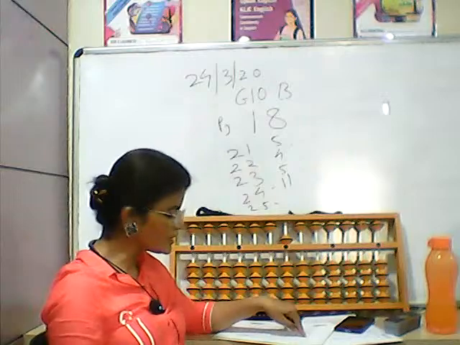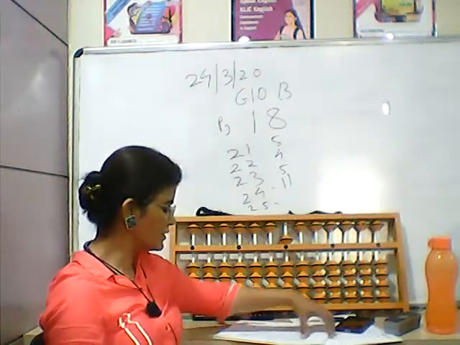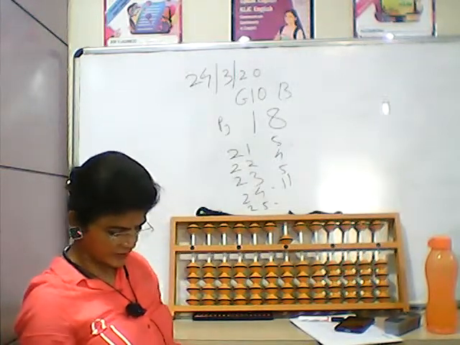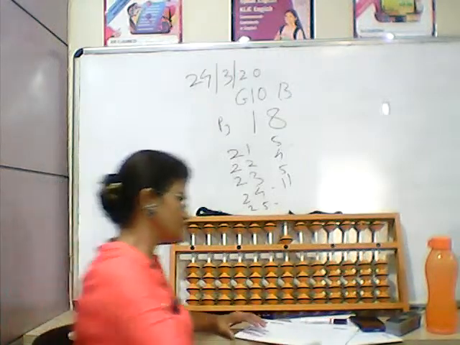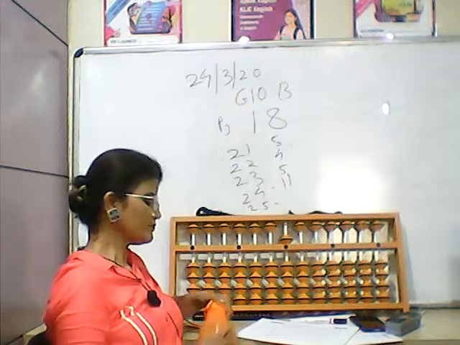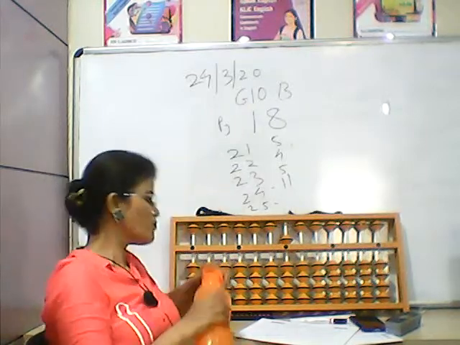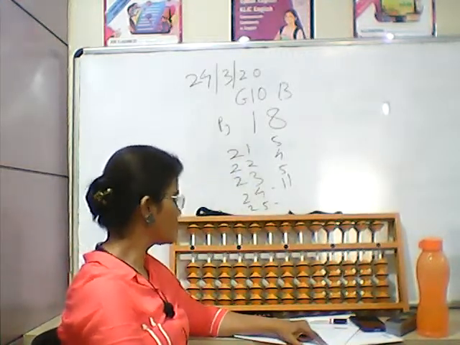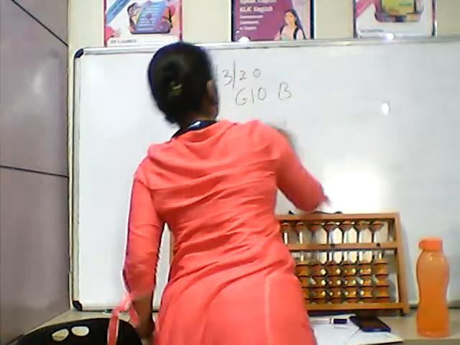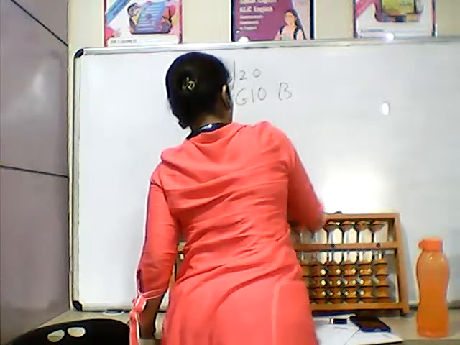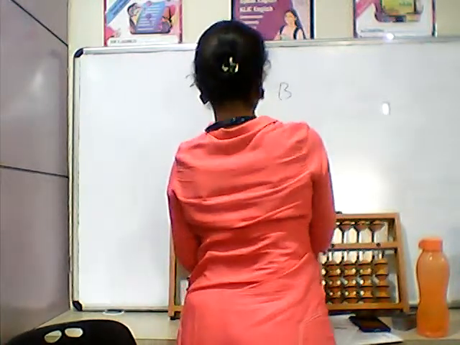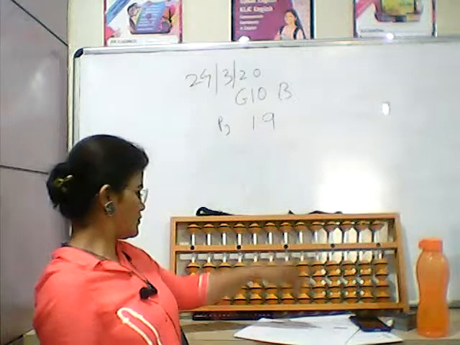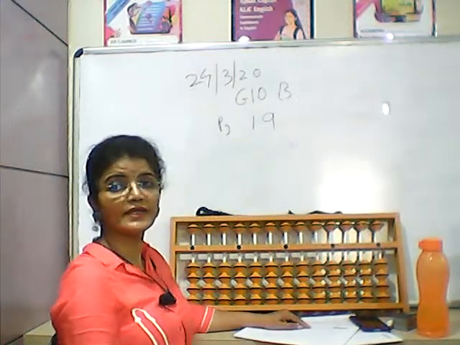Now 26 to 30, you do it afterwards. That is homework. Okay? Now go to next page. Page number 19. Write CW, page number 19.